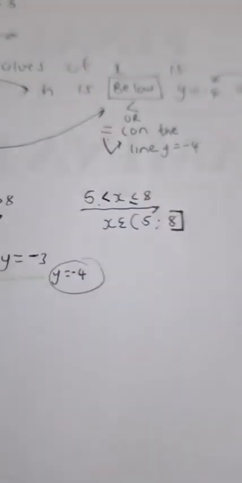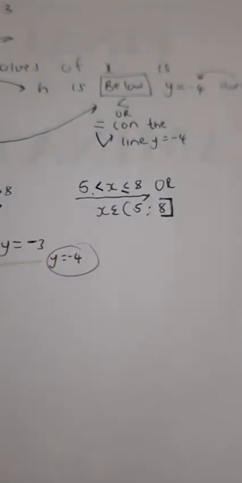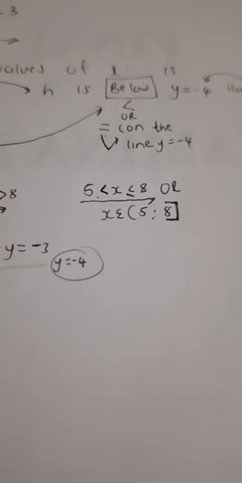Where 5 is not included, but 8 is included. Or we could write our answer in this inequality form: x greater than 5, but less than or equal to 8. Right? So you have two ways of writing the answer. Interval notation, okay? Or you can do it in set builder notation, where it involves an inequality sign.